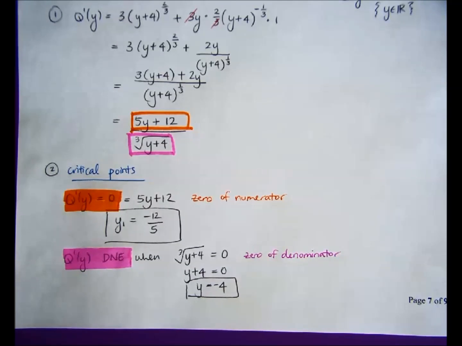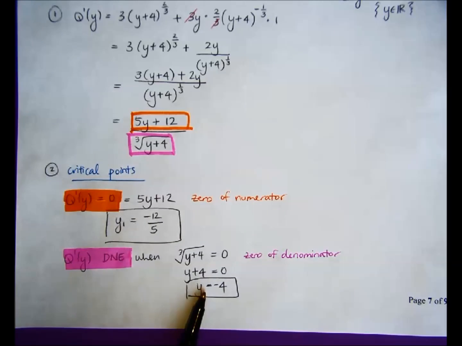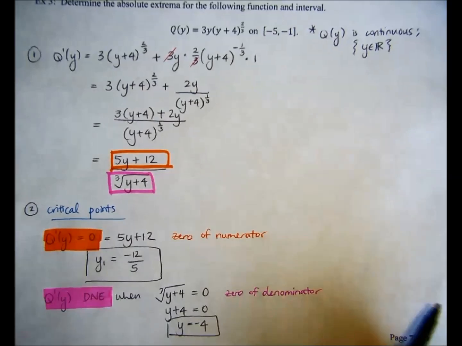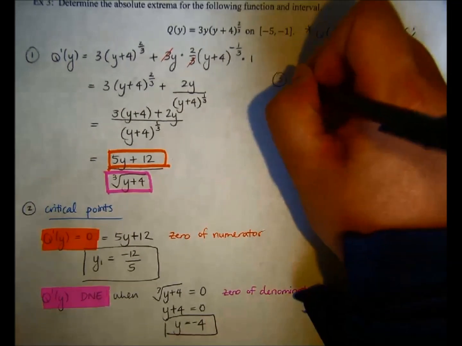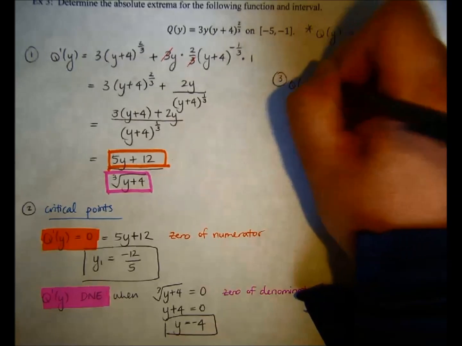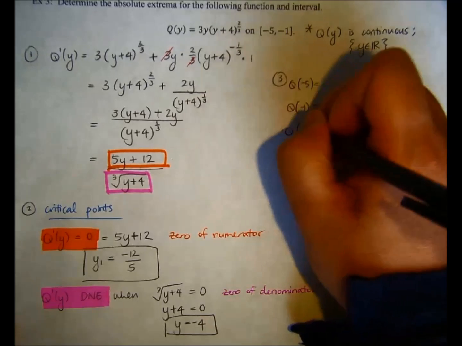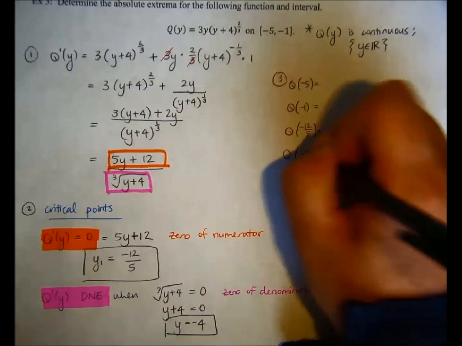Okay. Once we have our critical points, we have these two y values to check, and we have the two endpoints of negative 5 and negative 1 to check as well. So that's going to be our step number 3. We need to figure out what q of negative 5 equals, what q of negative 1 equals, what q of negative 12 over 5 equals, and what q of negative 4 equals.